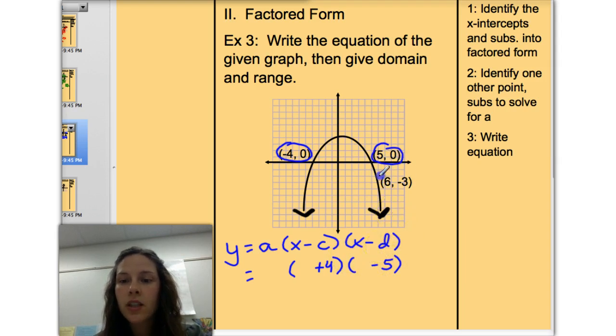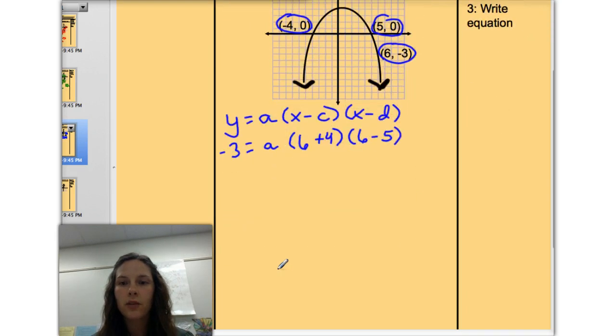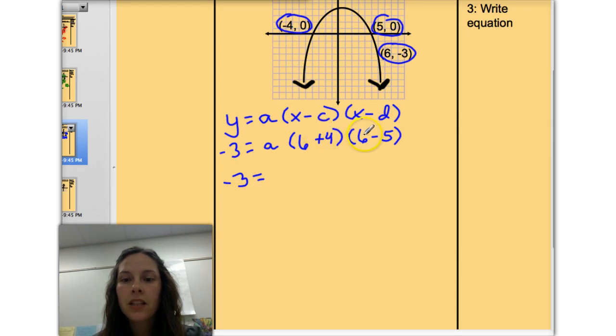Next, we grab this other point here, just like we did for vertex form. Substitute the 6 everywhere there's an x, and we substitute our -3 for y. And our goal is to solve for a, just like it was on the vertex form. So simplifying this, we get 6 plus 4 is 10, times 6 minus 5 is 1, or 10 times 1 gives us 10a. Dividing both sides by 10, we get our a value.